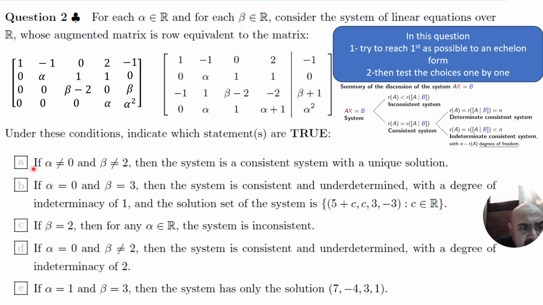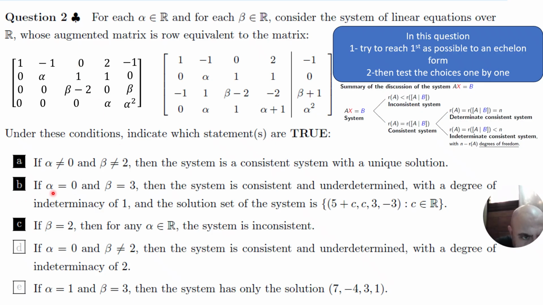Question number A: if alpha doesn't equal 0, it means the last row will be non-null. It's not going to be a 0 row because this value doesn't equal 0 and that value doesn't equal 0. And also beta doesn't equal 2, so this guy will never equal 0, which means the last row exists, the row above the last row also exists, and those two rows have numbers. So he is asking you, then the system is a consistent system with a unique solution. Of course, yes, because the rank of the augmented matrix will be 4, exactly like the coefficient matrix. So both of them are equal to each other.